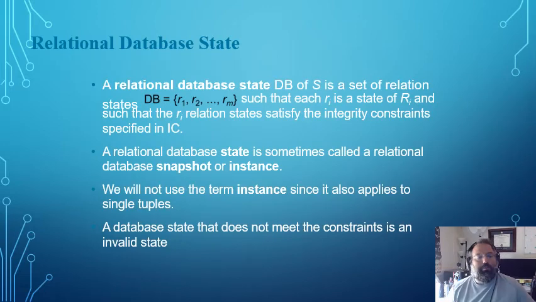A relational database state, DB, of S is a set of relation states, DB equals {r1, r2, ..., rm}, such that each ri is a state of Ri, and such that the ri relation states satisfy the integrity constraints specified in IC. A relational database state is sometimes called a relational database snapshot or instance. We will not use the term instance since it also applies to single tuples. A database state that does not meet the constraints is in an invalid state.